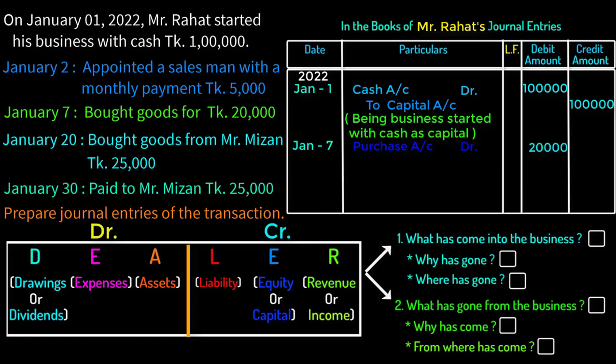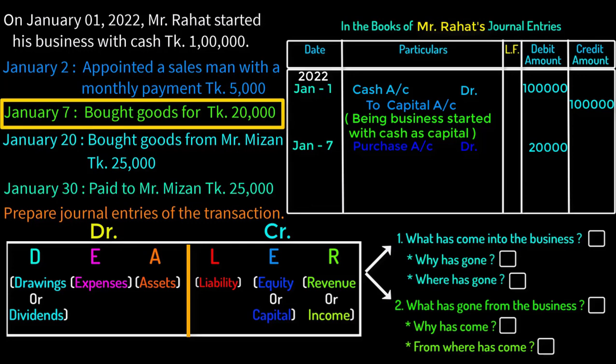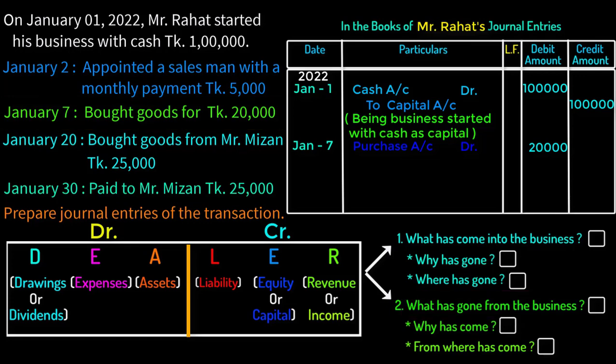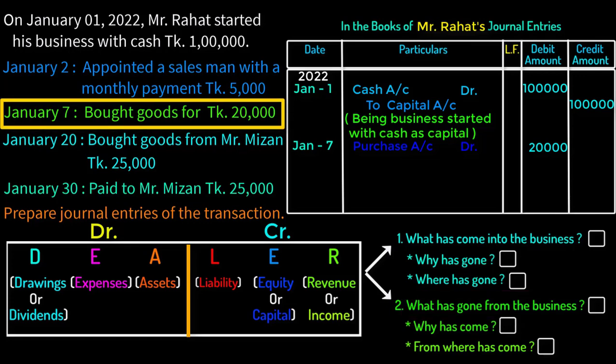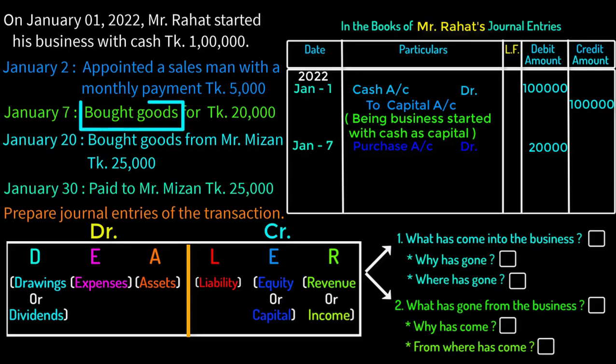Now find out the other account that is involved with this transaction by asking yourself this question: what has gone from the business? You know that this transaction is a cash transaction. That means for purchasing goods, cash has gone from the business. Therefore, cash account is the other account that you are looking for.